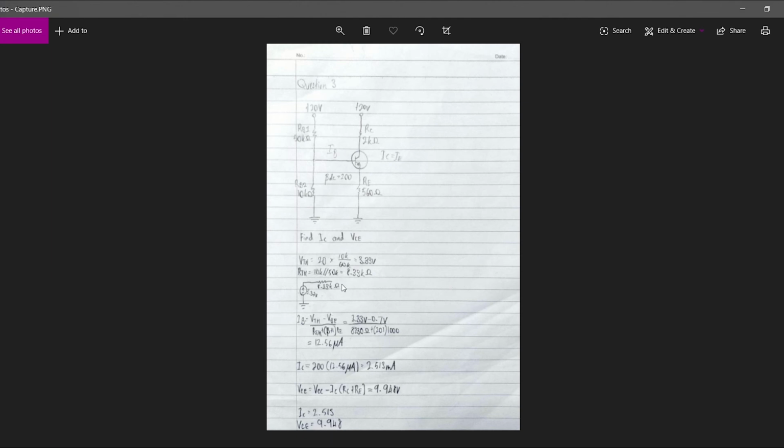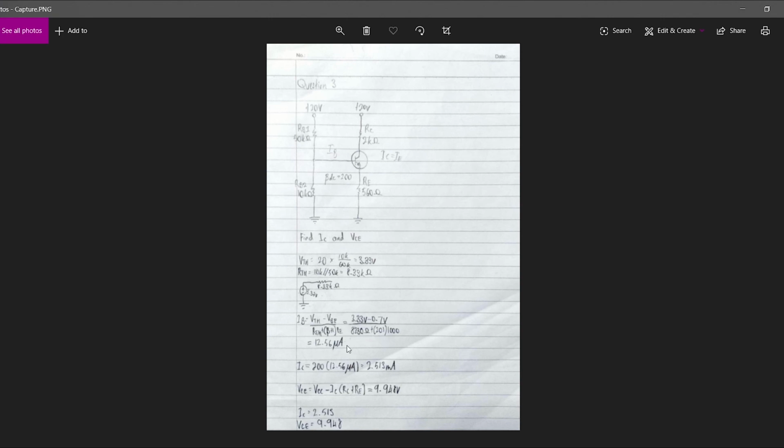So this is the new type of circuit. Once you combine this, your RThevenin will go here and your VThevenin will go here. Once you get this, you have to find IB. The formula for IB is VTH minus VBE over RTH plus beta plus 1 times RE. The beta given is 200. Once we substitute everything, we will get this value.